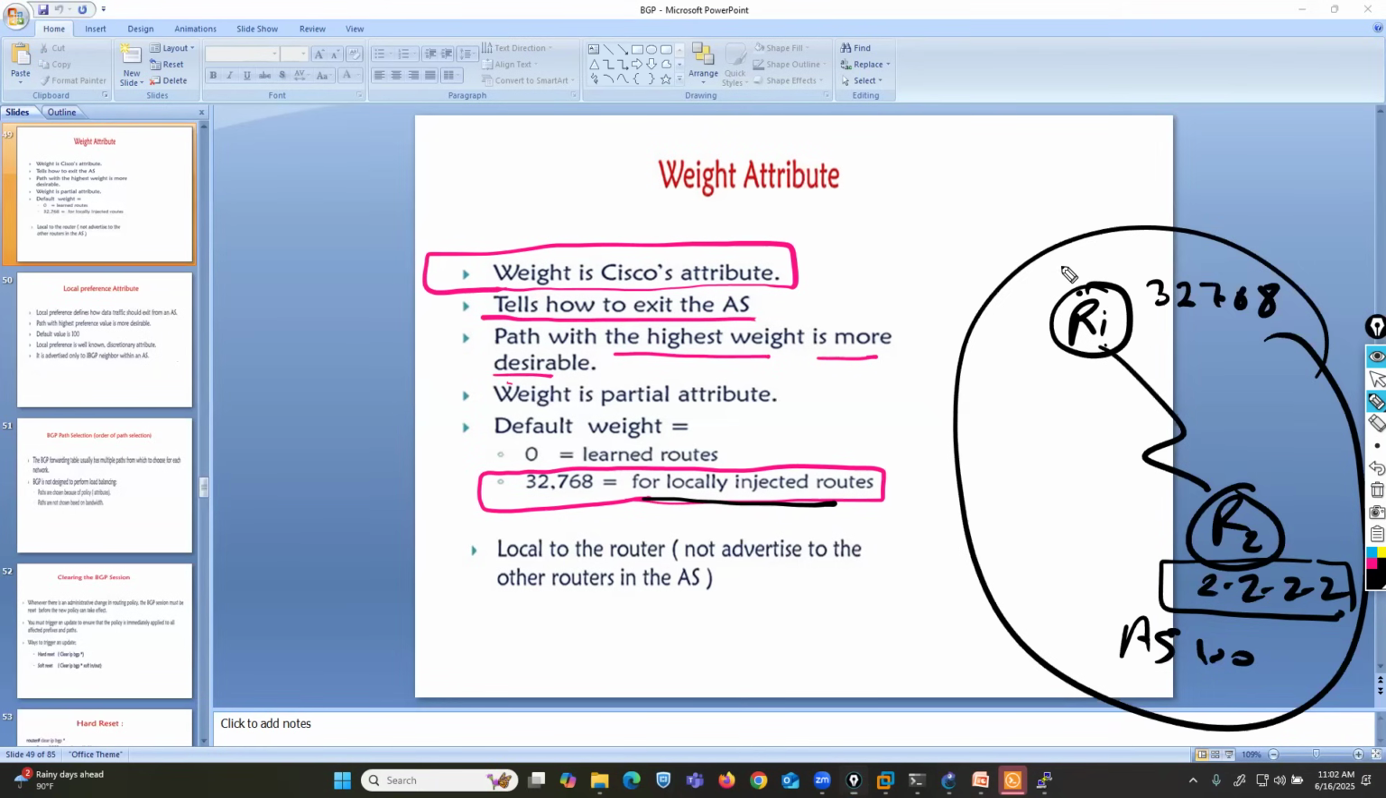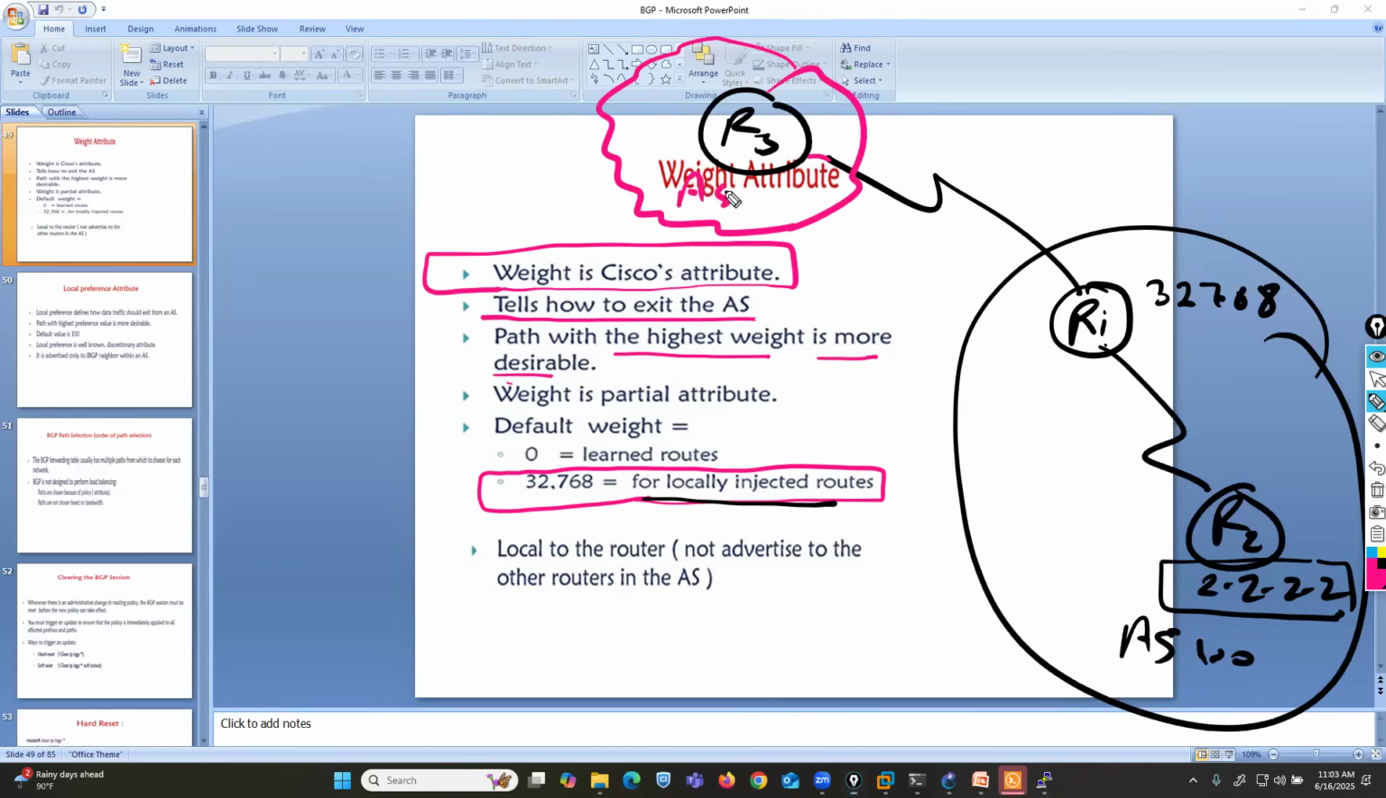But if R1 is connected with R3, and R3 is part of AS number 200, for example, and R1 is receiving 3.3.3.3 information from AS number 200, it will receive these eBGP routes with weight 0. Clear my point? If routes are coming from a different AS, weight is 0. If routes are coming from the same AS, weight is what?